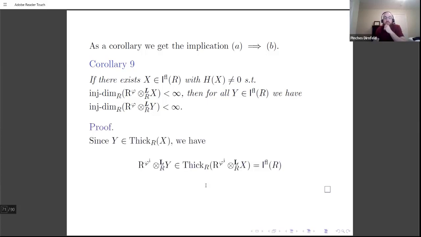And the proof is pretty easy. Since Y is in thick X, we have that this derived tensor product of R phi with Y is in the thick subcategory generated by the image of X under this derived tensor product. But by assumption, this has finite length homology and it's non-zero. So this thick subcategory is equal, by the proposition, to IFLR. So that shows the implication A implies B.